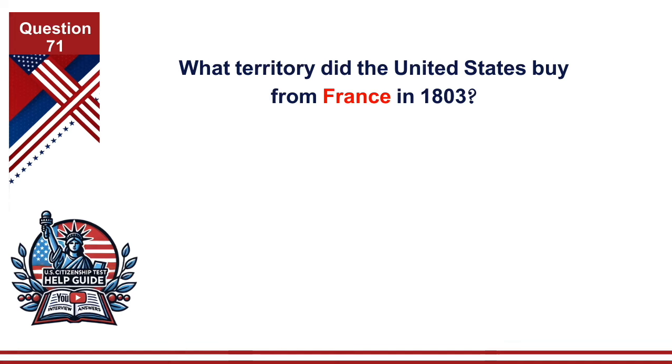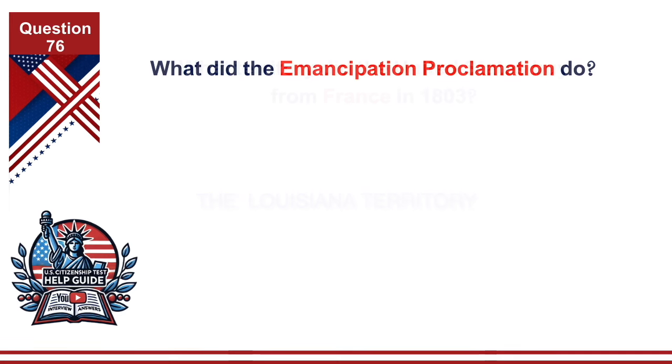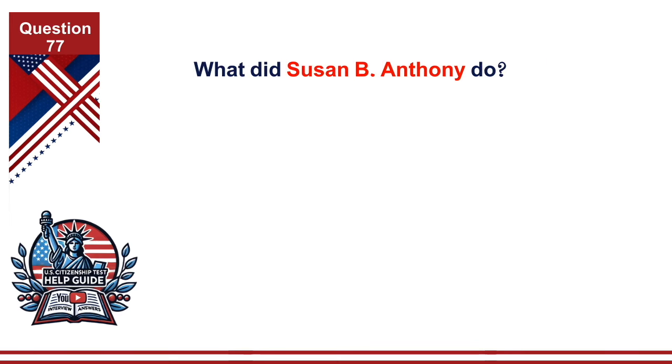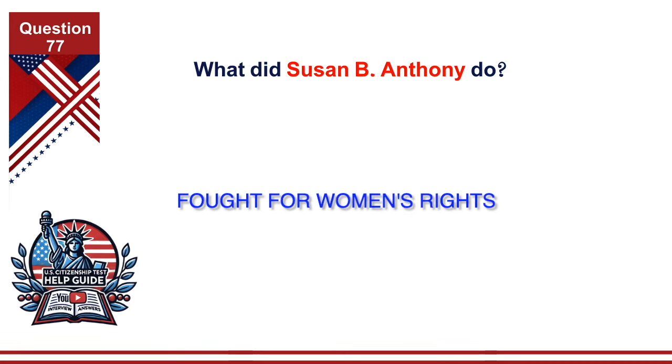What territory did the United States buy from France in 1803? The Louisiana Territory. What did the Emancipation Proclamation do? Freed the slaves. What did Susan B. Anthony do? Fought for women's rights.